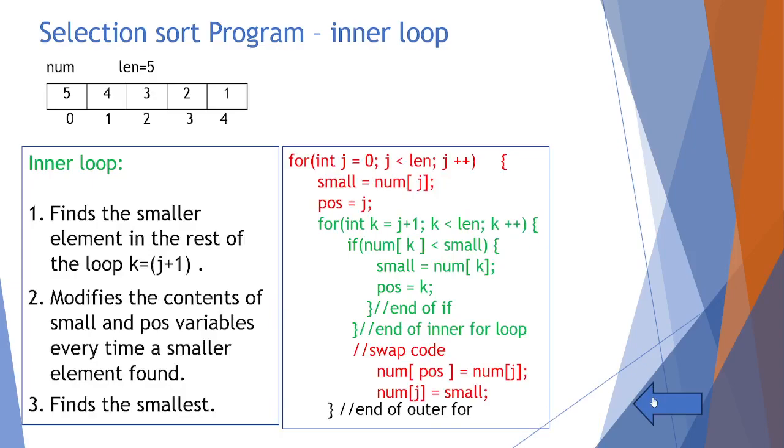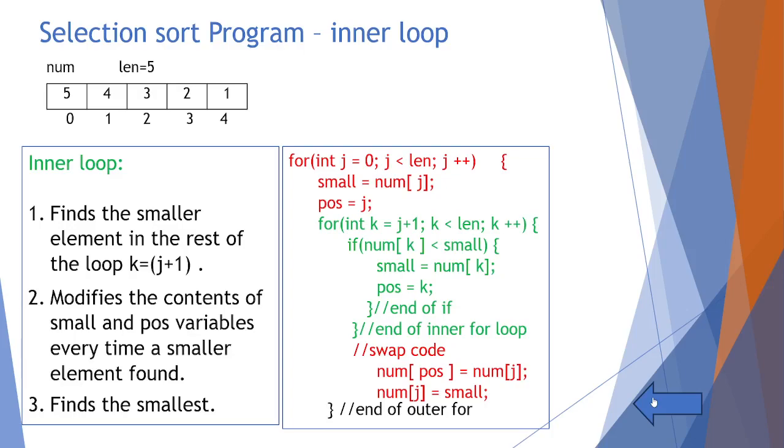Now the inner for loop, that green text, finds the smaller element, keeps on finding the smaller element, and finally stores the smallest. The loop starts with k equal to j plus 1, the rest of the array. When j is 0, k is 0 plus 1, that is index 1 onwards. When j is 1, k is j plus 1 again. That means index 2 onwards: 2, 3, 4.